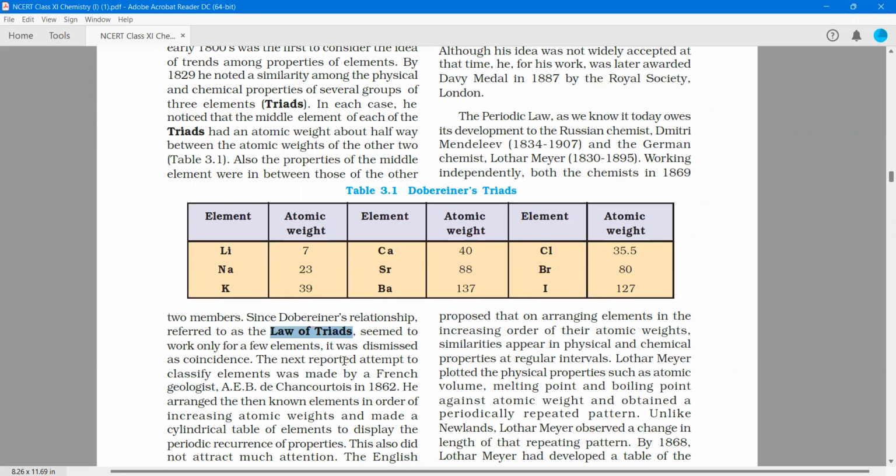This is the law of triads. But its drawback was that Dobereiner's relationship, which is known as the law of triads, seemed to work only for a few elements. It was dismissed as coincidence.